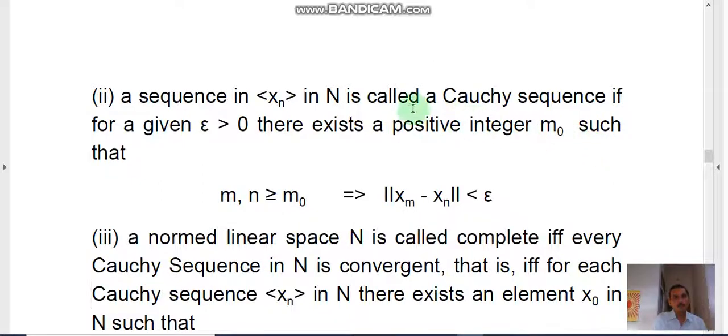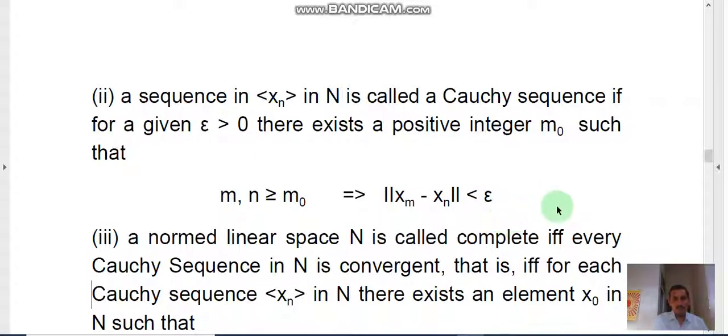The second definition is about the Cauchy sequence in a normed linear space. A sequence x_n in N is called a Cauchy sequence if for a given epsilon greater than 0 there exists a positive integer m_0 such that for all m, n greater than or equal to m_0, norm of x_m minus x_n is less than epsilon. So this is the definition of the Cauchy sequence.